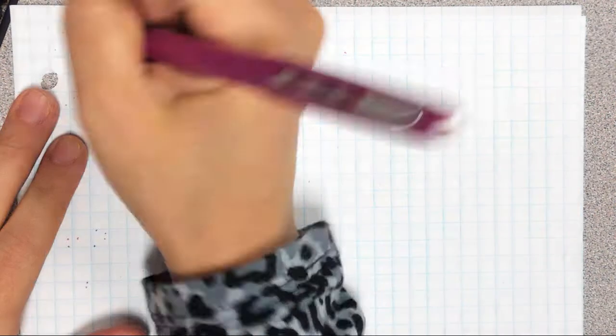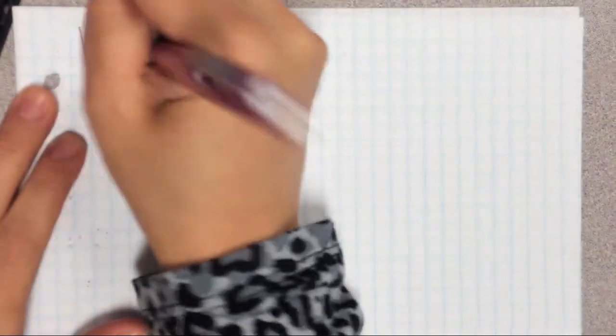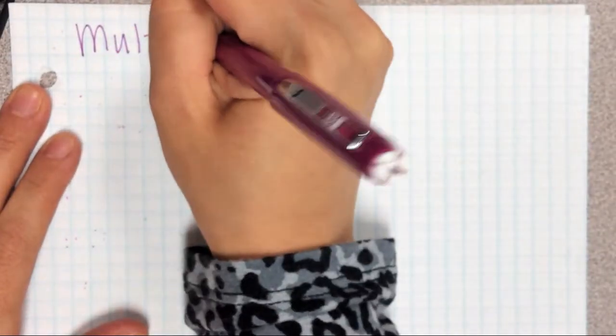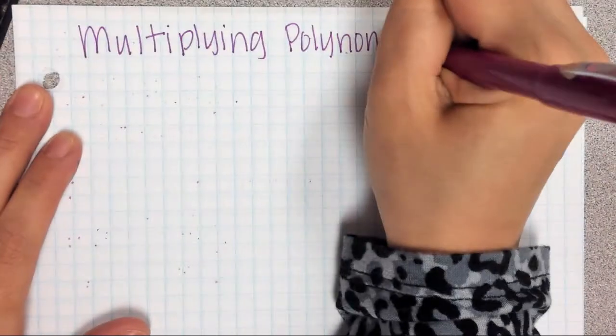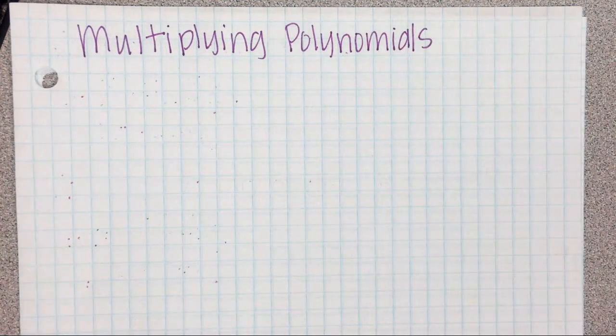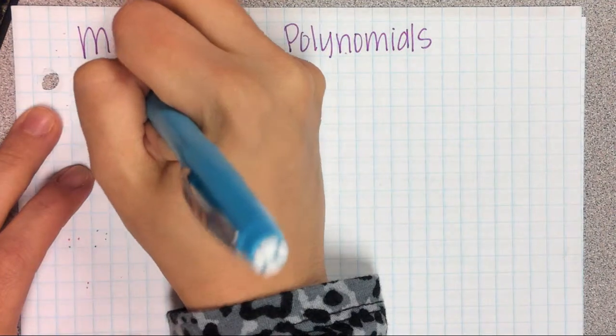Today on season 2 of Algebra Notes, we are doing multiplying polynomials. And to be more specific, it's not just any polynomial. Today we're starting off slow. We're doing a monomial by a polynomial.